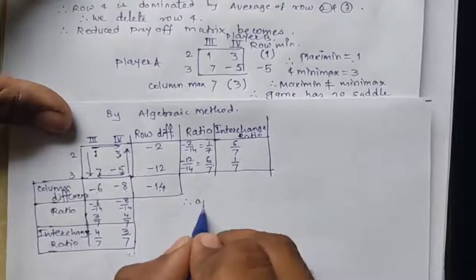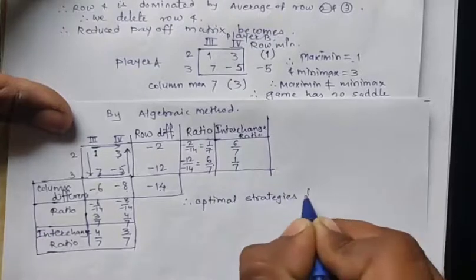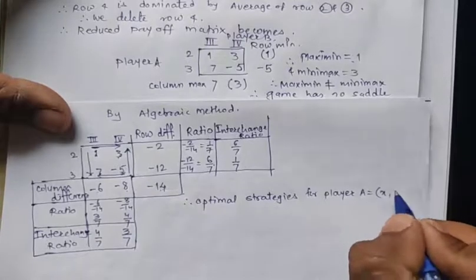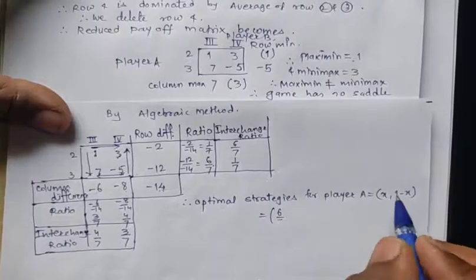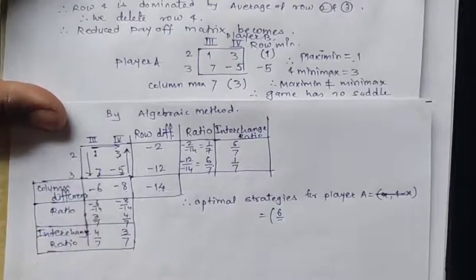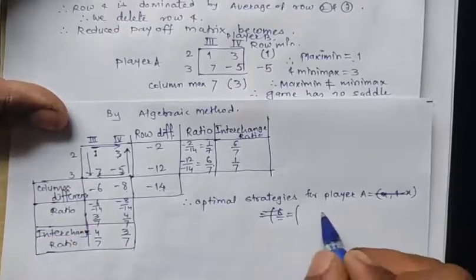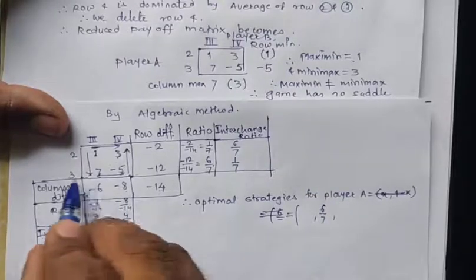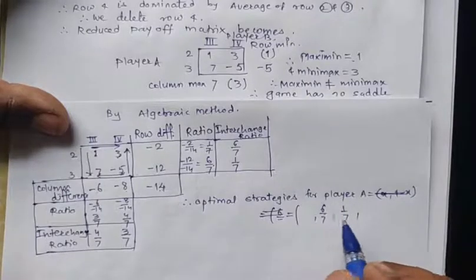Therefore the optimal strategy for player A, which is x and 1 minus x, right? So the value of x is 6 by 7, but in this case we have values of the second and third rows. Okay, so we have only the second and third rows. The second row has value 6 by 7 and the third row has value 1 by 7. Okay, so all remaining values will be 0.